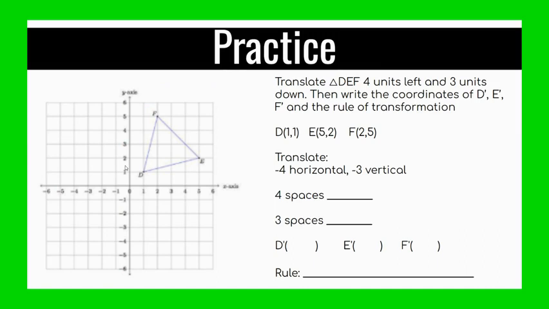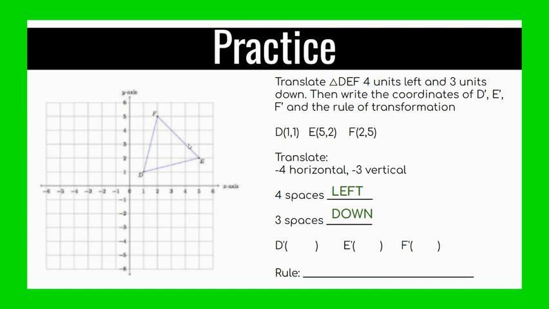Now I have a shape. We're going to translate triangle DEF 4 units left and 3 units down. Then write the coordinates of D prime, E prime, and F prime and the rule of transformation. Well, there's our original ordered pairs. You could also take those off the graph. I'm translating -3 horizontal because it's 4 units left and -3 vertical because it's 3 units down. Again, we're going 4 spaces left and 3 spaces down.